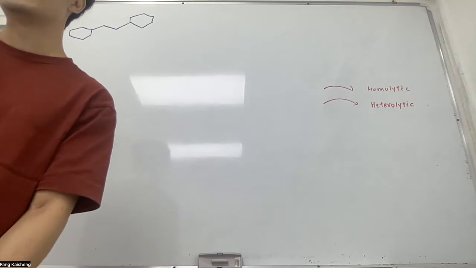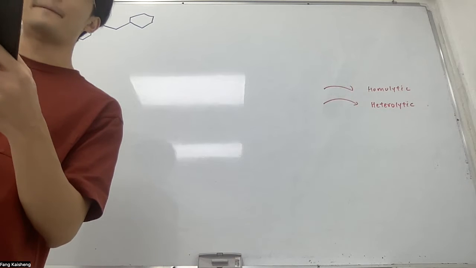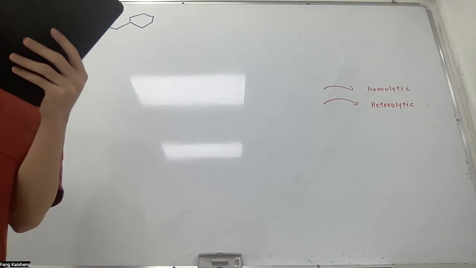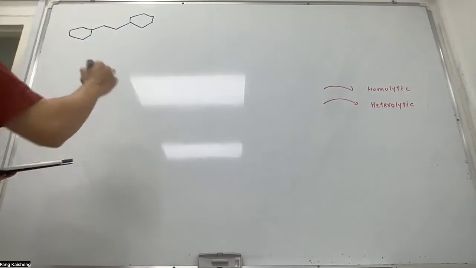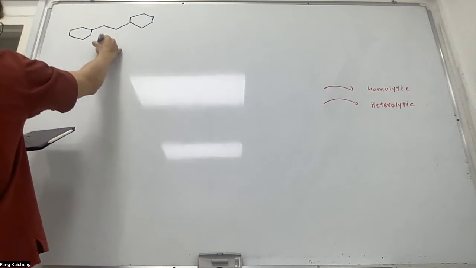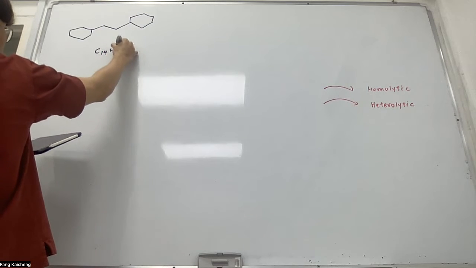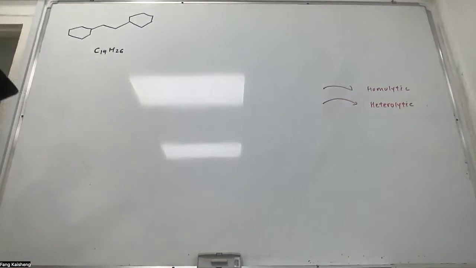Okay, guys, one thing, I think that's a typo. Can you all check? Compound R should be C14H26, not 28. There's a typo. Other than that, should be fine.